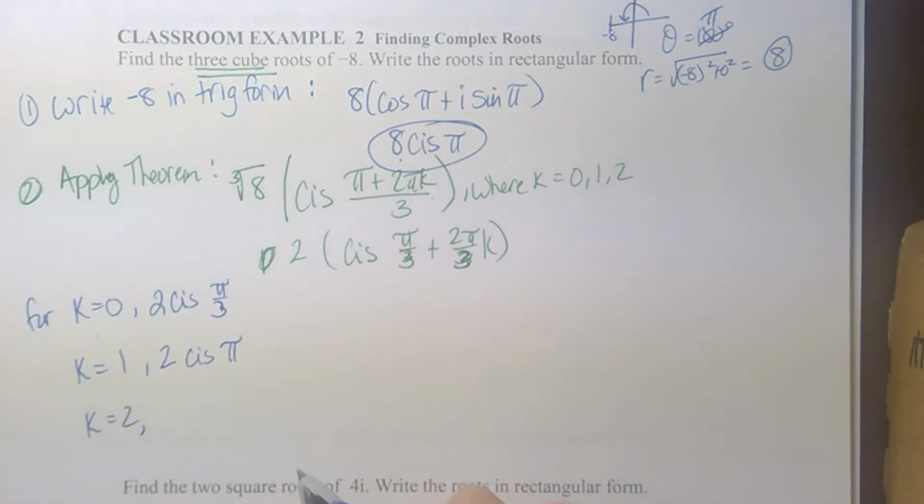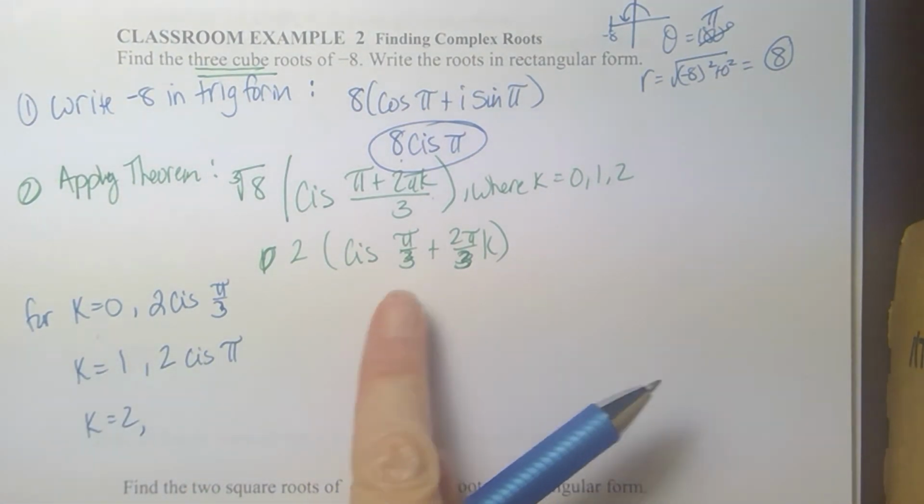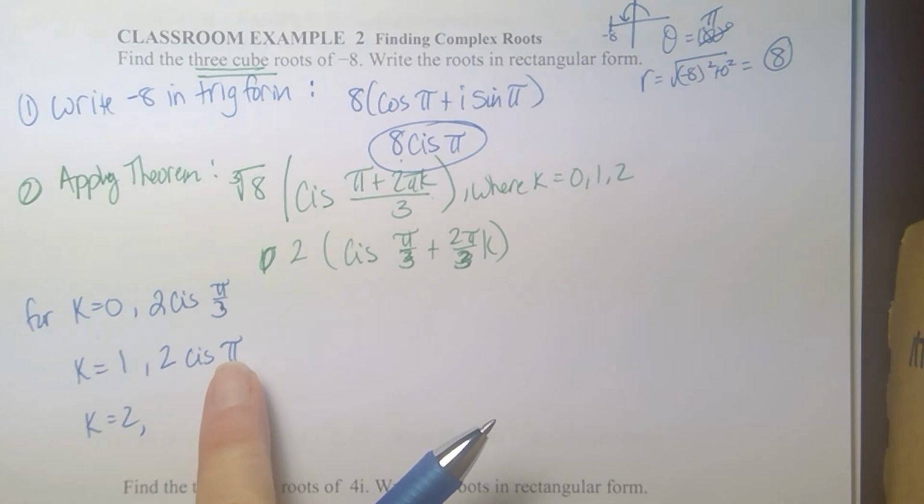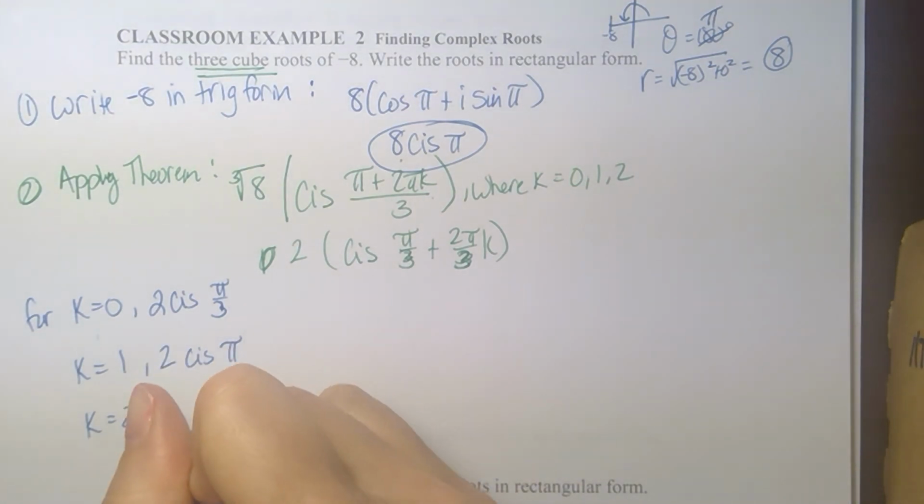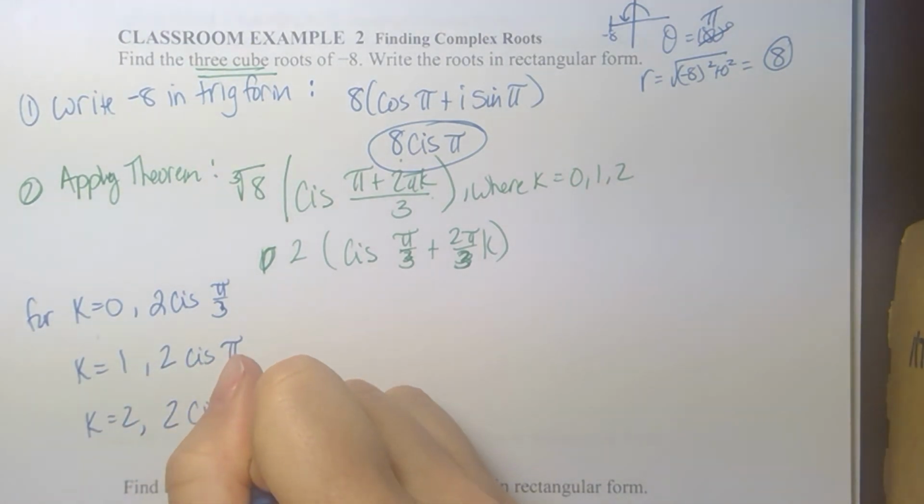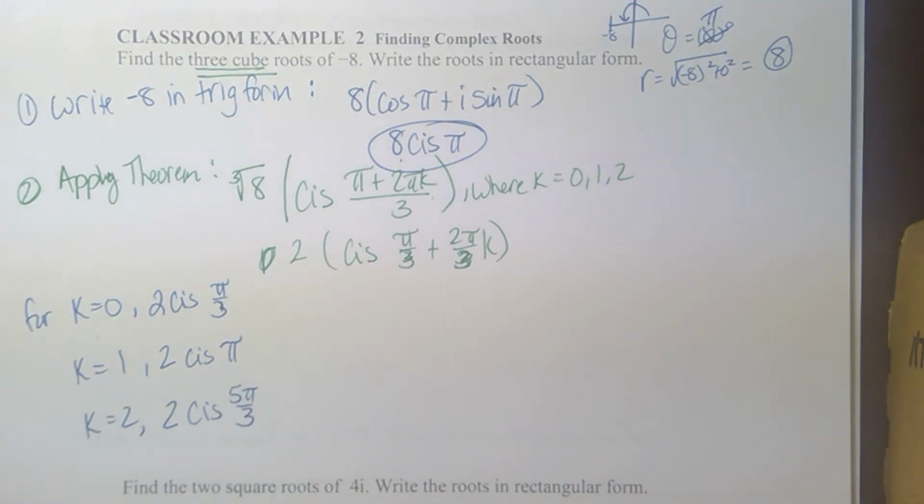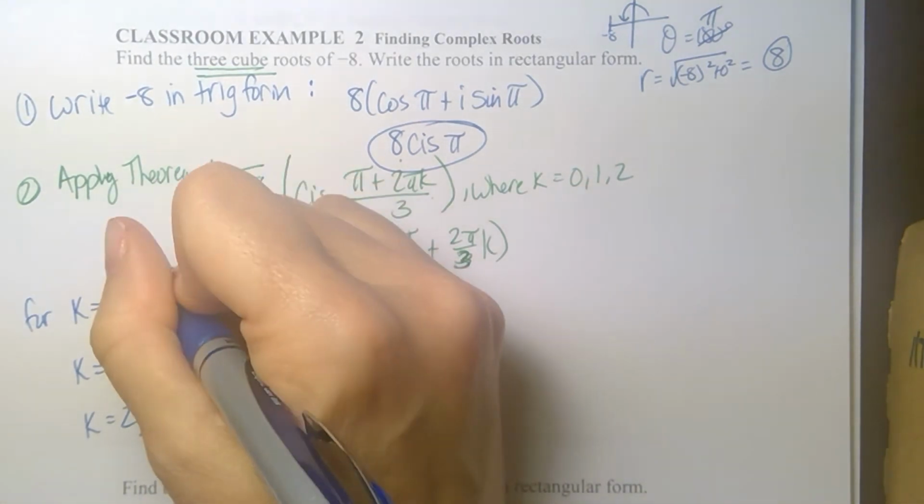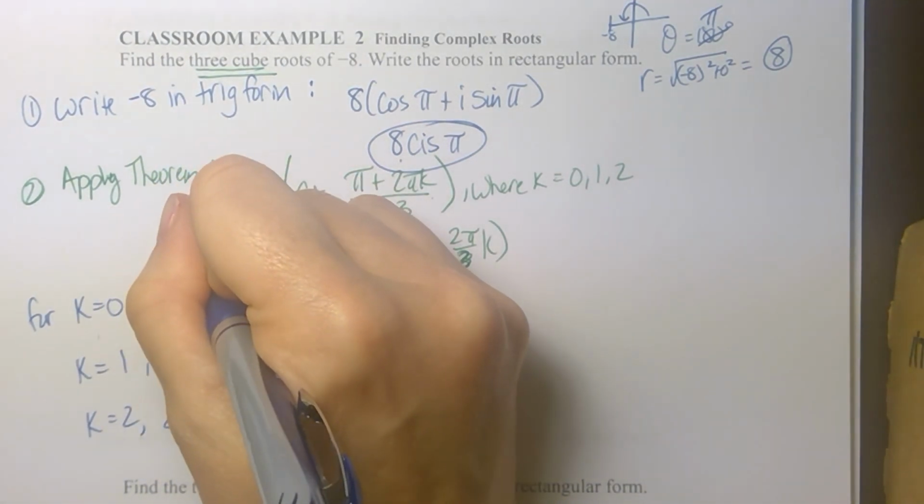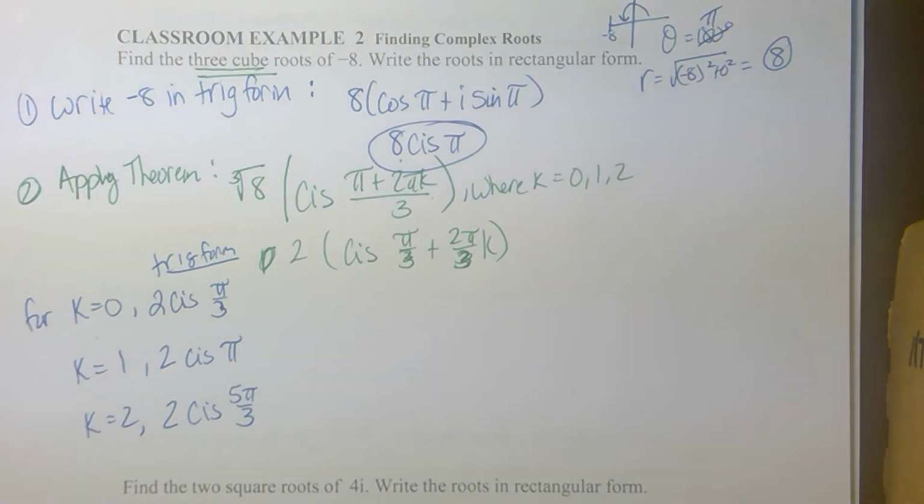Where k is 2, I'm going to add another 2 pi thirds to this pi. This was 3 pi thirds. If I add 2 more, I have 2 cis 5 pi thirds. Those are where my 3 roots fall. Now this is my trig form for those 3 distinct cube roots.